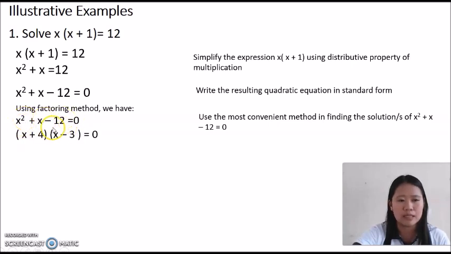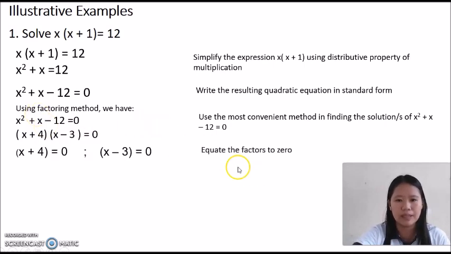And then, look for the last term. What are the factors of negative 12 na pag pinag-add mo, ang result is positive 1. So, we have 4 and negative 3. That's why these are the factors of this equation.